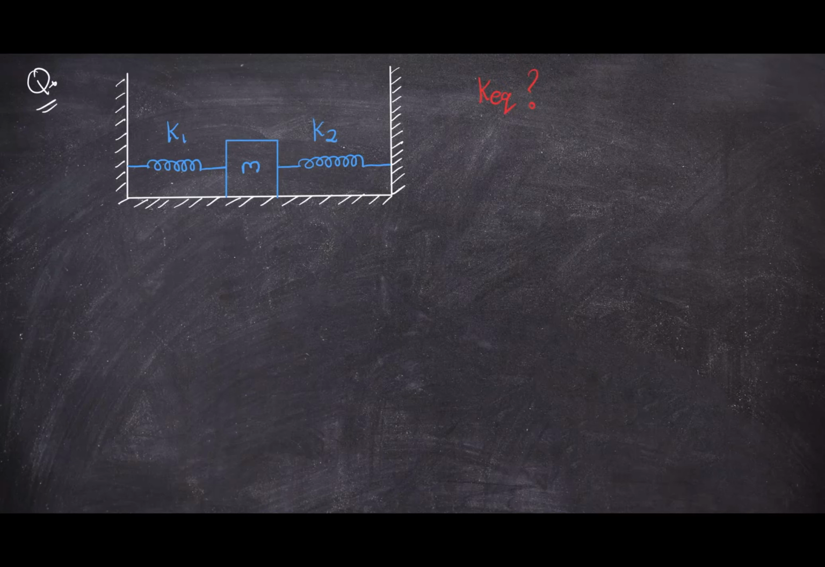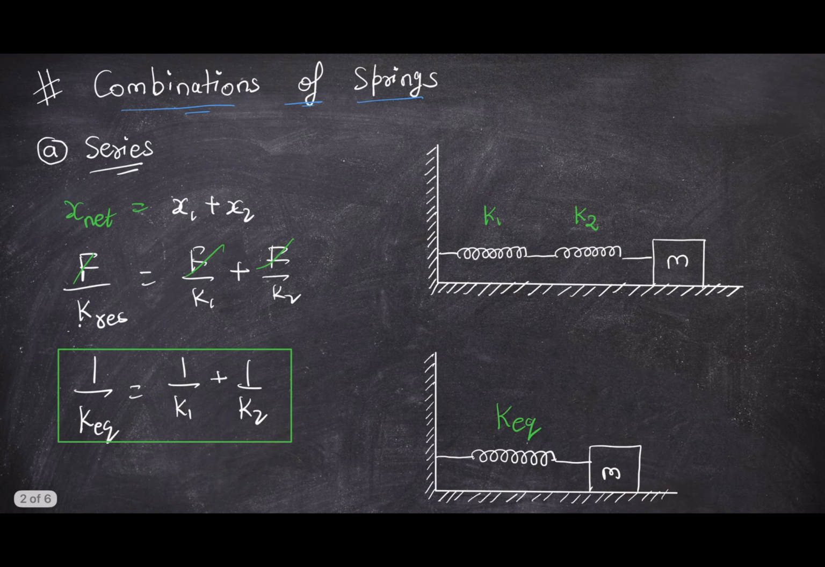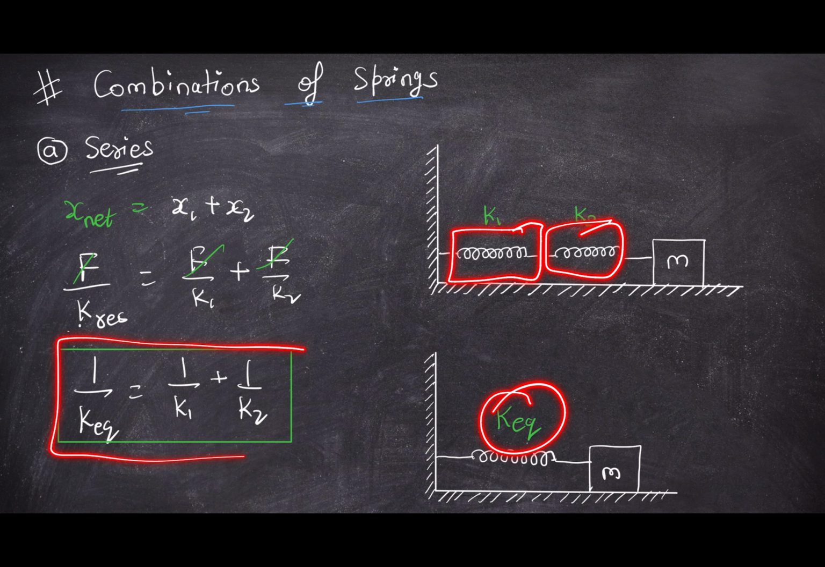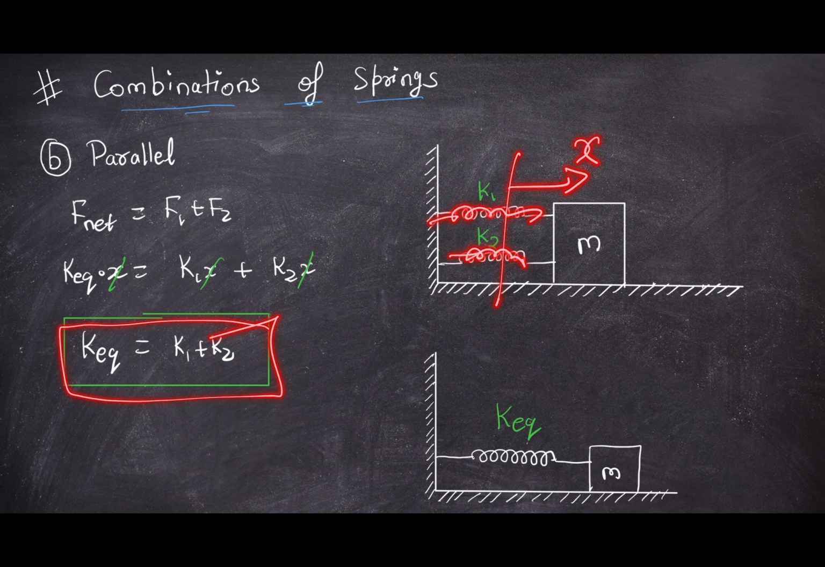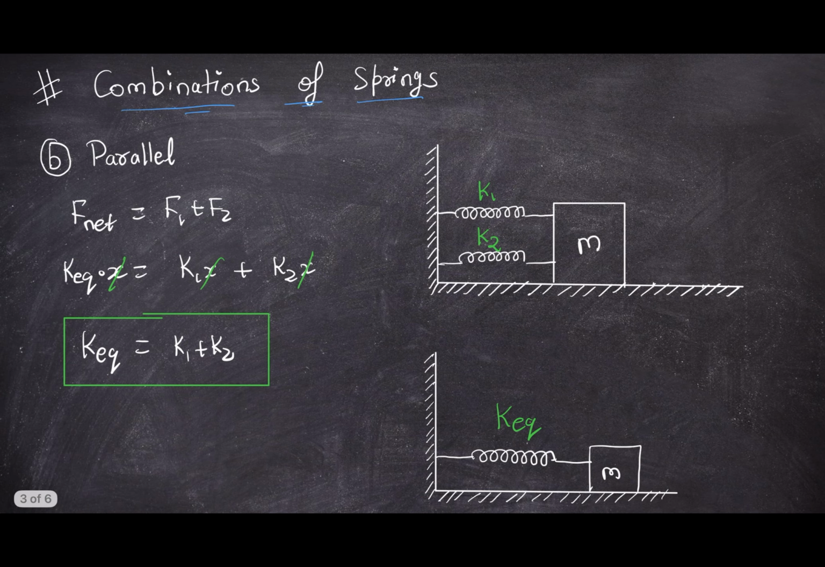Today we are going to solve some questions from combination of springs. So, till now, what we have discussed is that if two springs are connected in series, then the equivalent k would be 1 by k equal to 1 by k1 plus 1 by k2. For parallel, if they are connected in parallel, then the displacement is the same, and k equals k1 plus k2. Okay. Now we are going to solve the question.